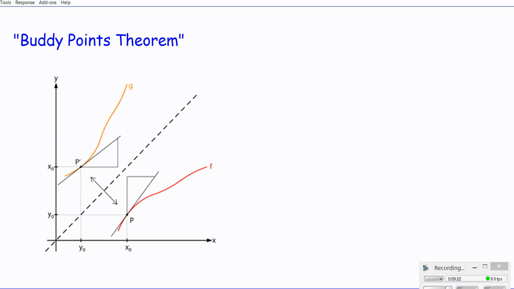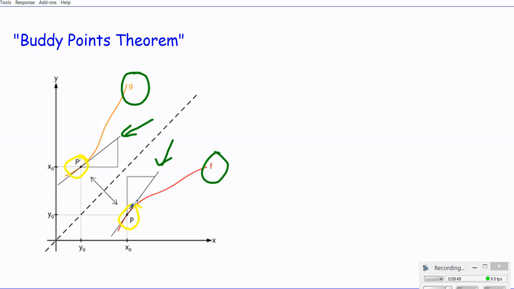All right, the next thing that we're going to review today is our famous buddy points theorem. I don't know if this is picture. Clearly, I stole it from the internet because I'm not great at drawing it. The idea is that if you have 2 functions that are inverses of each other, the slope of these corresponding tangent lines are going to be reciprocal. They have reciprocal slopes at these corresponding points that we call buddy points.